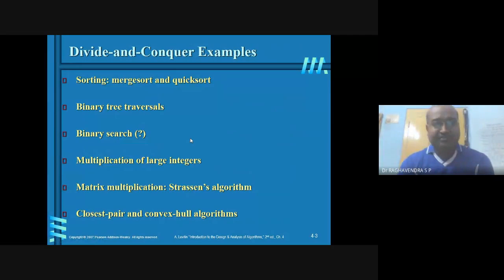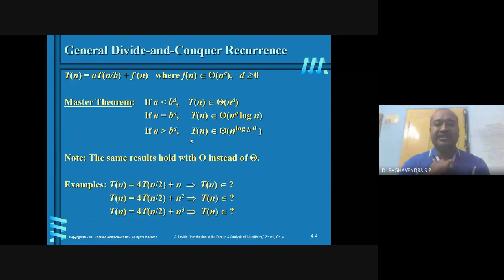Examples of divide and conquer techniques are merge sort, quick sort, tree traversals, binary search, multiplication of large integers, and matrix multiplication, in particular Strassen's matrix multiplication. So this is another concept, divide and conquer.